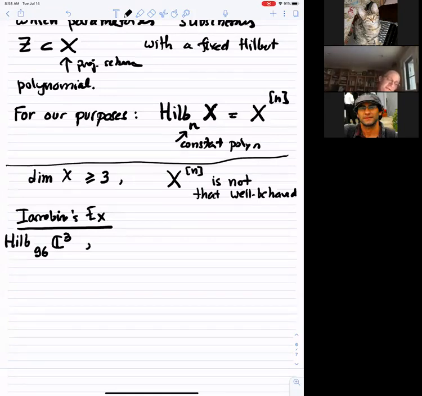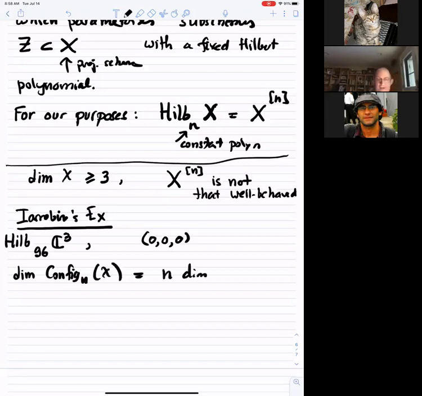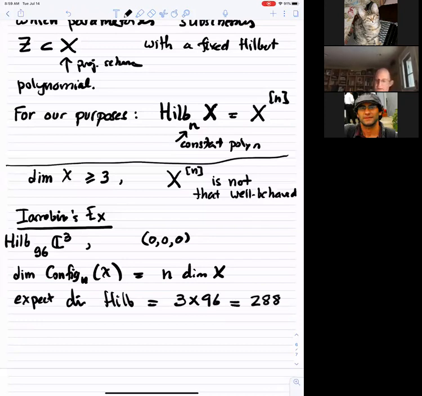So, let's take the origin, right? Before we start with this, let's figure out what the configuration space of C3 looks like. Now you have n points in C3, right? So the dimension of the configuration space is n times the dimension of X, right? Because you are choosing, as an open set, an open set of the symmetric product of X, and the dimension of that is n times the dimension of X. So in this case, we expect the dimension of the Hilbert scheme to be 3 times 96, and that should be 288. Right? So I expect the dimension of the Hilbert scheme to be 288.